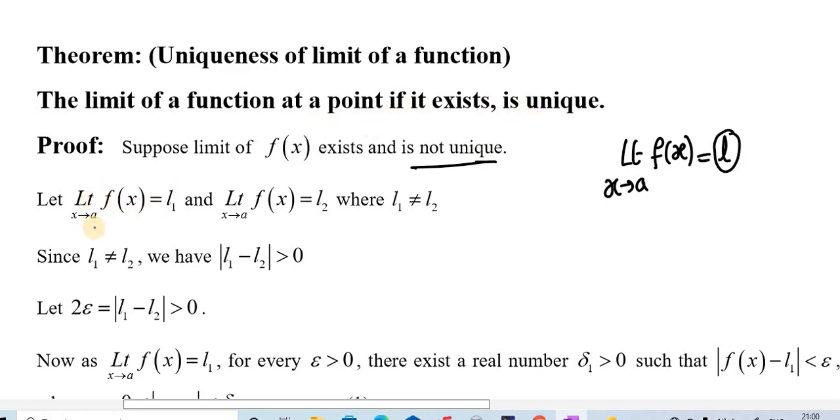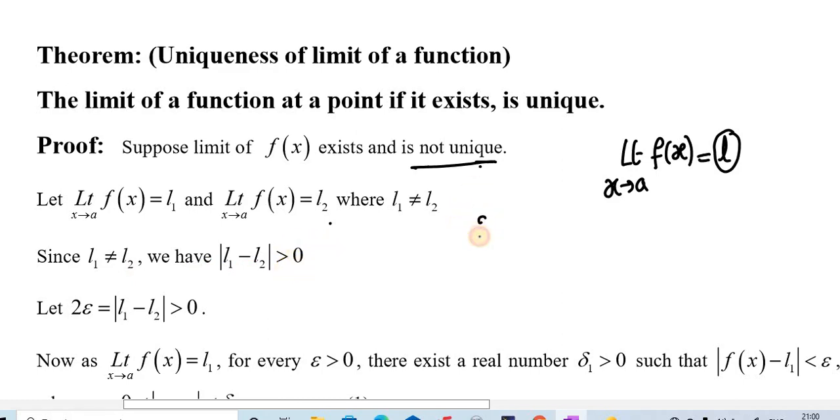So limit x tends to a, f of x equal to L1 and limit x tends to a, f of x equal to L2, where L1 and L2 are not equal. Why are we taking L1 and L2? Because the limit of a function is assumed not unique. Unique means same thing, we want to get the same thing, but here we are taking not unique. That means here we are taking L1, here we are taking L2. Since L1 not equal to L2, the modulus of their difference is compulsorily greater than 0.